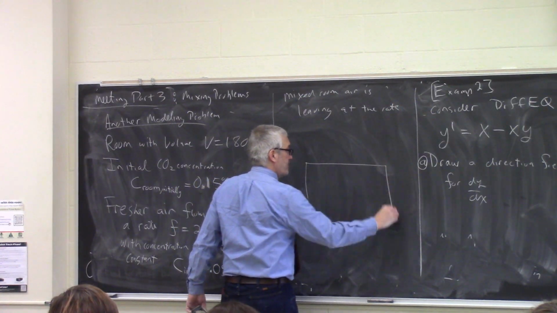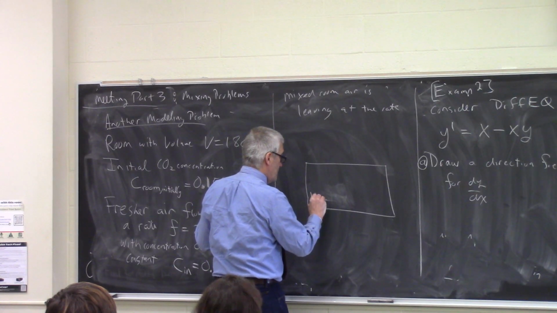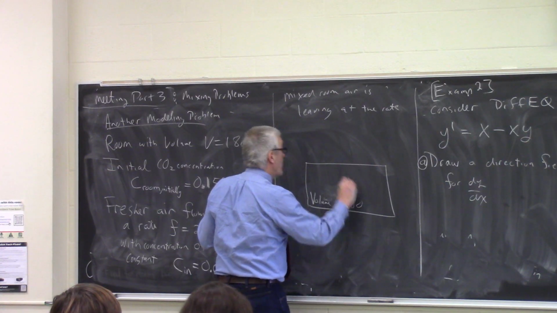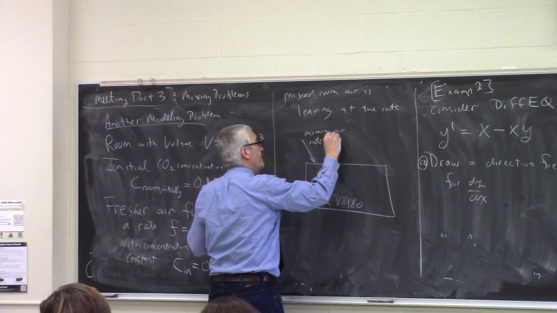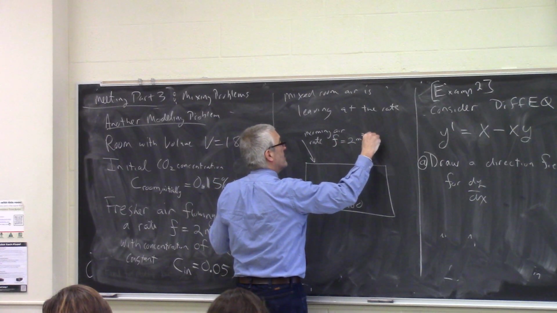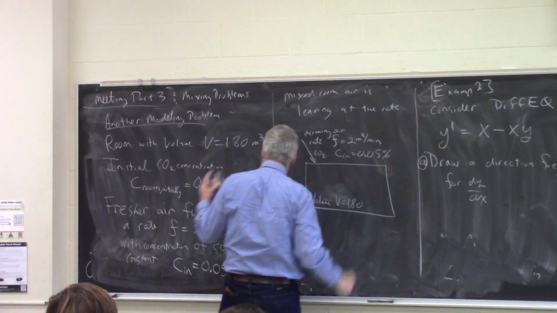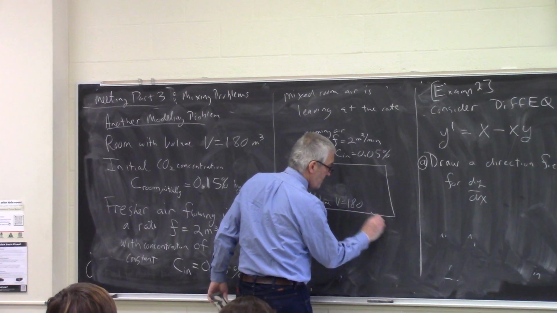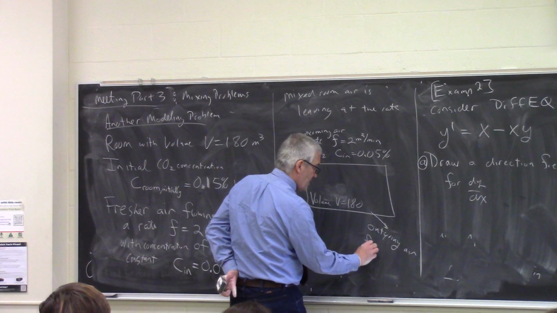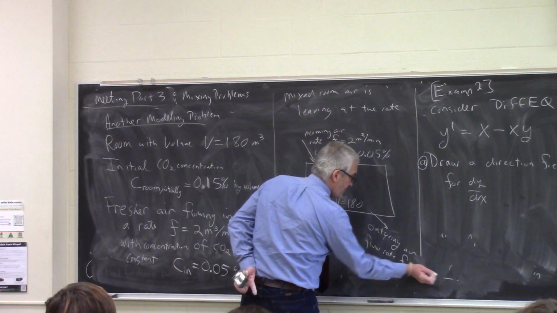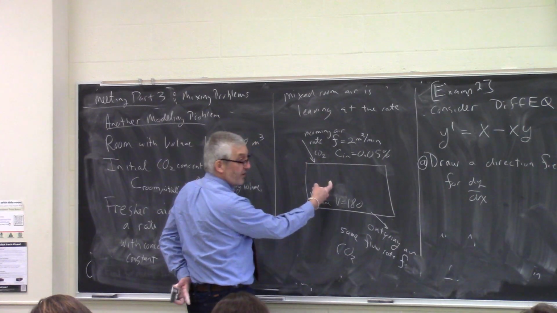So let's draw a picture of this. So here's our room. The volume V is 180. And we have incoming air. So the flow rate is F equals 2 meters cubed per minute. And the concentration is Cn, which is 0.05%. And then we have outgoing air. Well, the outgoing air is flow rate F, the same as the other. But the concentration is whatever the concentration of CO2 in the room is.